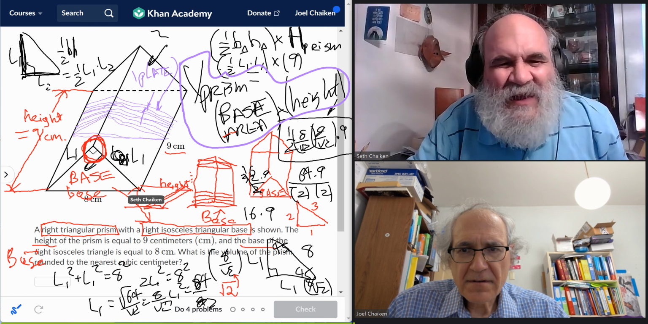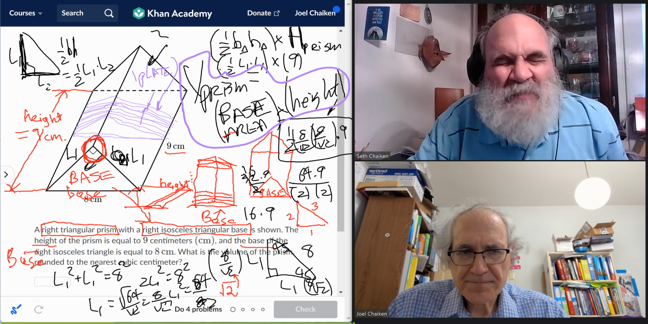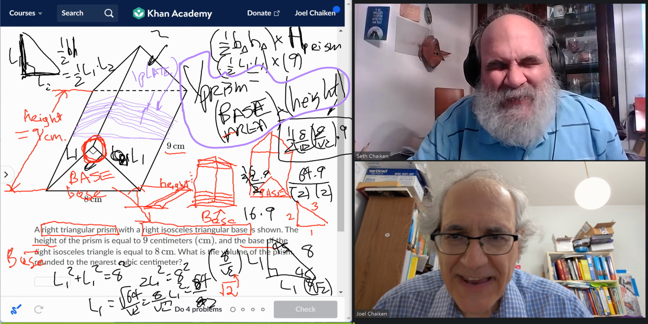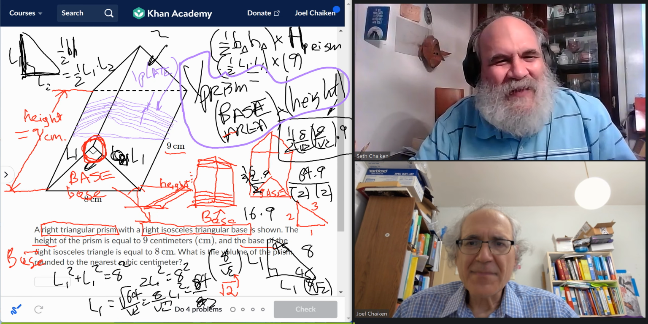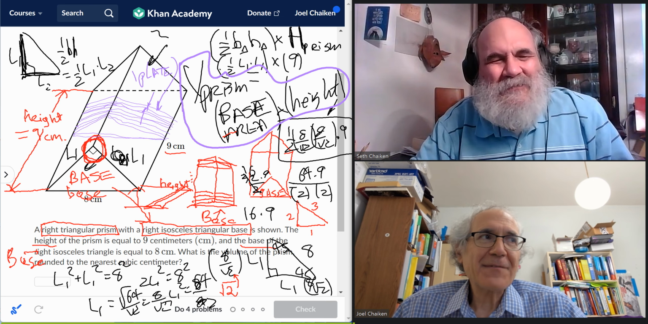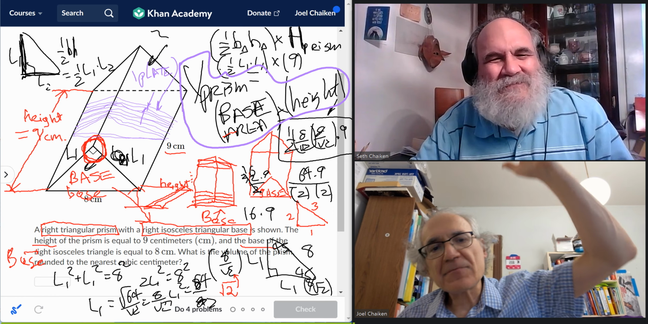The height is what's measured perpendicular to the base. Right. That's right. Exactly. The base and the height of a prism must be perpendicular to each other. And think of a building. Just think of a building with a basement and a roof.